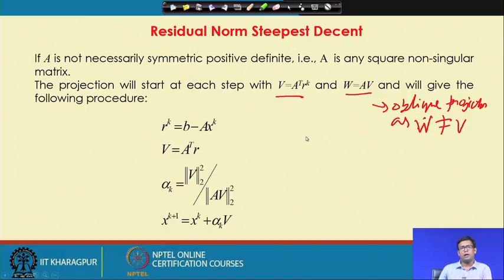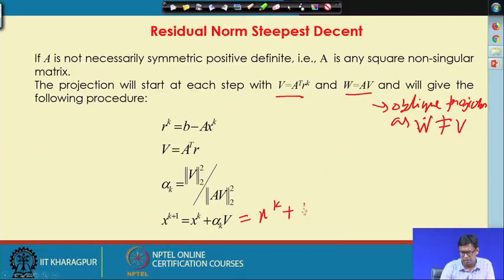And the idea will be r k equal to b minus A x k, where V is equal to A transpose r. Alpha k is obtained as the square norm of V by the square norm of A V, and x k plus 1 is equal to x k plus alpha k V k, which is basically x k plus alpha k A transpose r k.